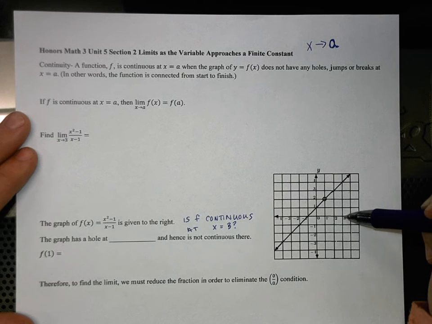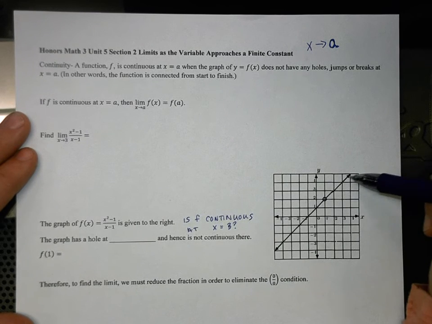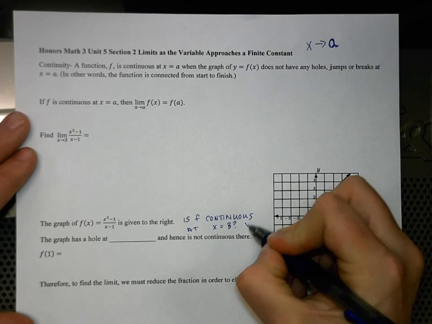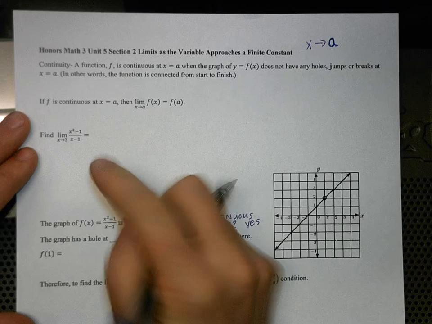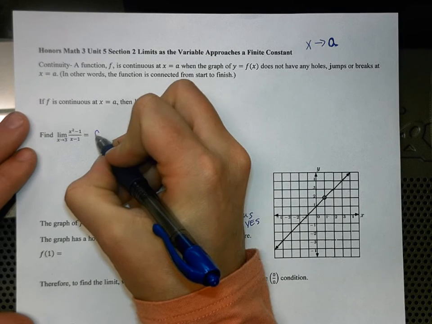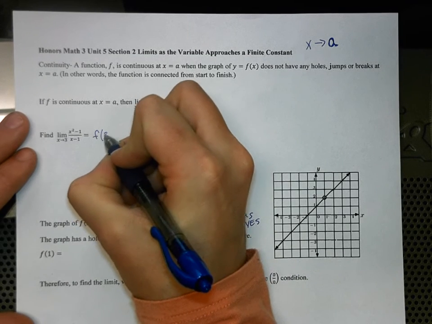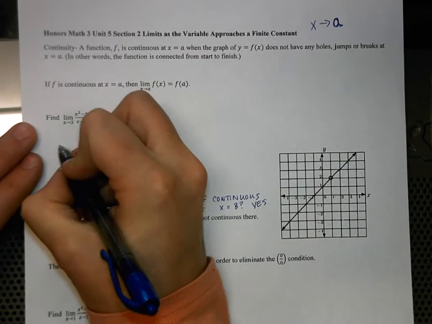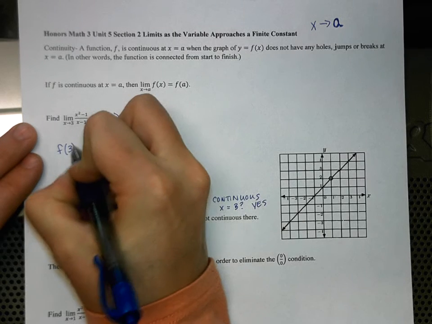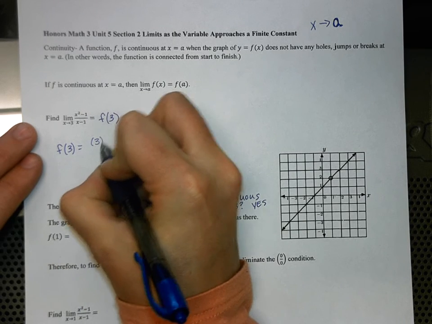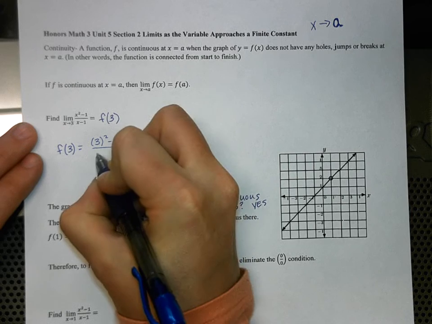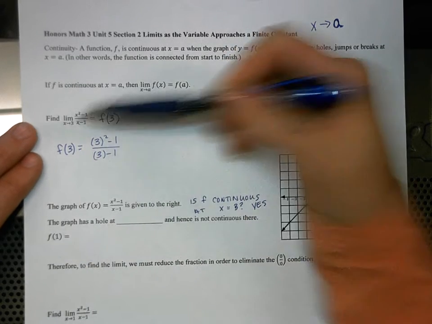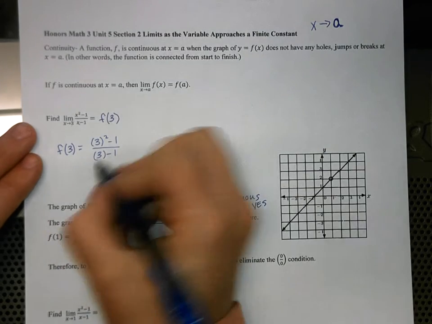And we'll go to positive 3, and the answer is yes. There's no holes, jumps, or breaks at positive 3, so yes. My function is continuous. Therefore, this is equal to f of 3. So let's go ahead and find f of 3, and then I'll know my limit. So f of 3 is 3 squared minus 1 over 3 minus 1. So all I did was plug in 3 for my x values. I'm going to go ahead and simplify that.